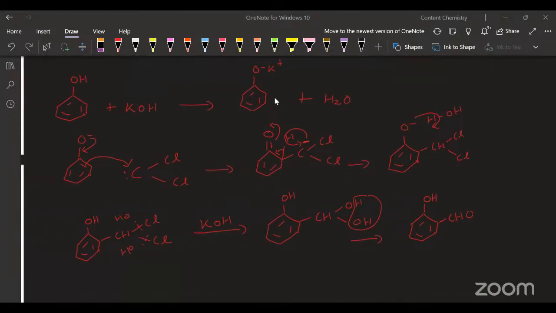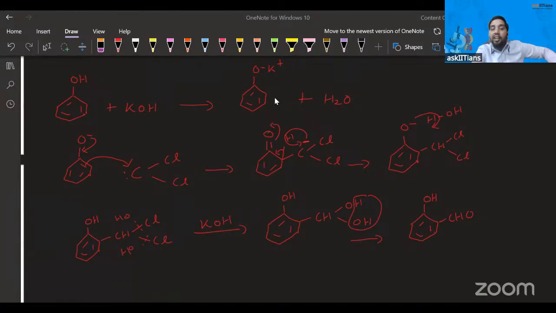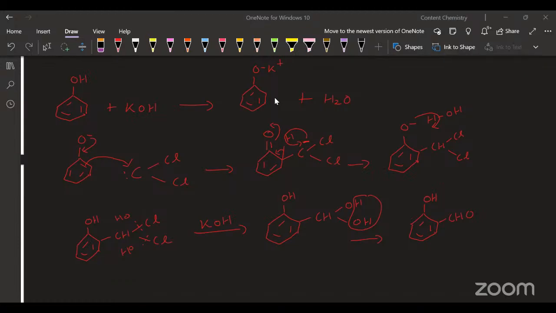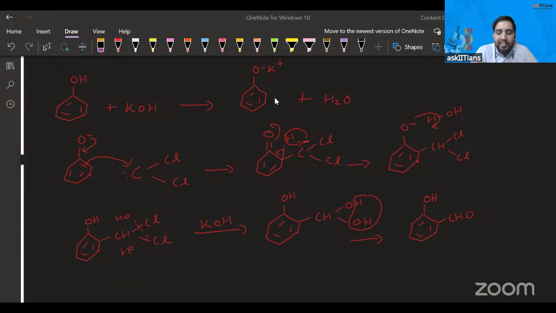Salicylaldehyde, correct. And does anyone know the IUPAC name of this compound? Because there is a question in JEE regarding the IUPAC name of salicylaldehyde. They have asked what the name of salicylaldehyde is. What is the IUPAC name of salicylaldehyde? Yes, hydroxybenzaldehyde, exactly correct. 2-hydroxybenzaldehyde.